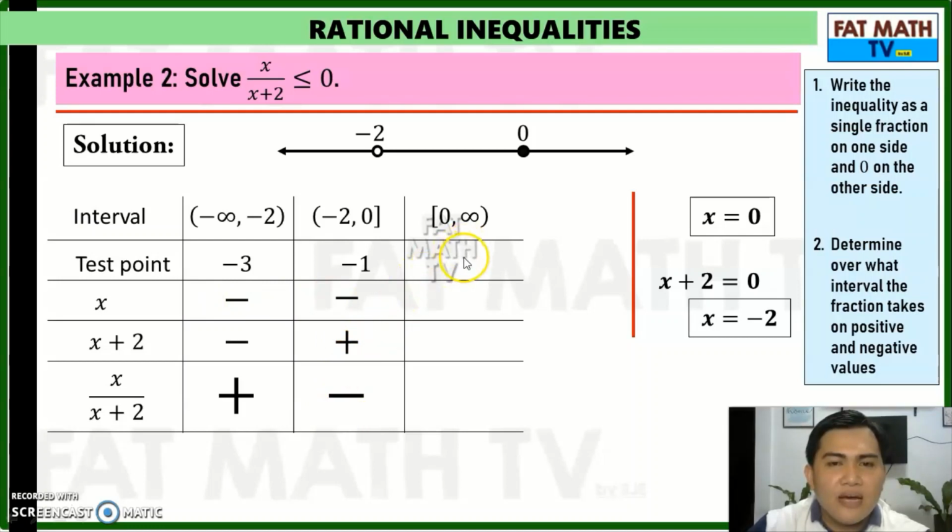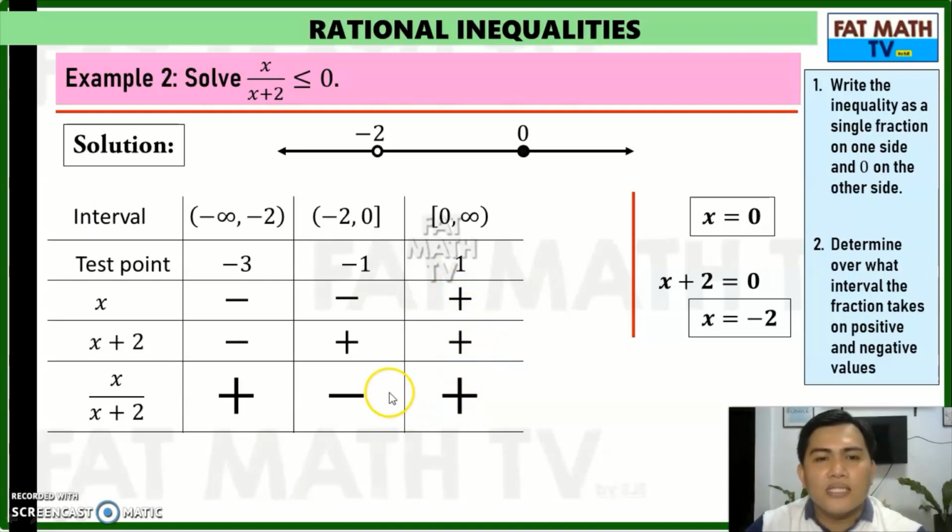And then identify a number on this interval. Let's say, for example, 1. So 1 for x, so that's positive 1. And then 1 plus 2 is 3, so that is positive. And positive divided by positive is positive.